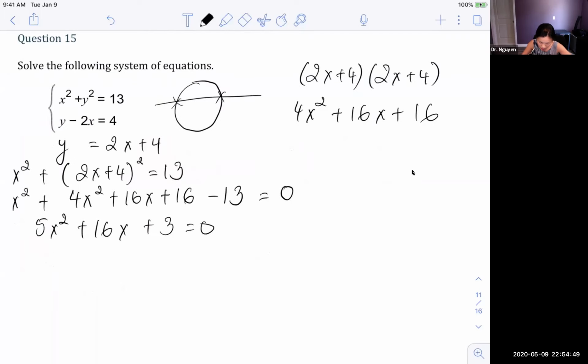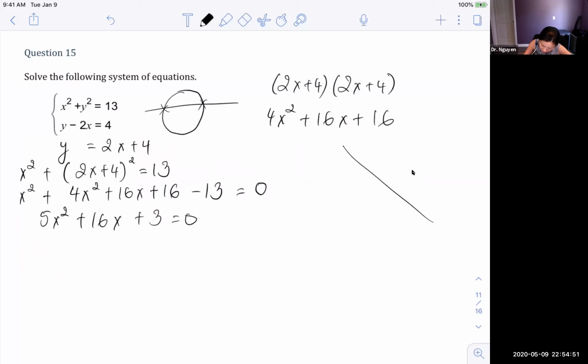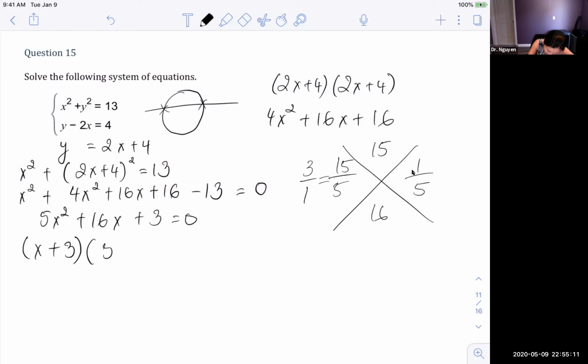Like I said, we have to factor. 15 and 16, so that's 15 and 1. I'm going to divide by 5 and reduce it, and I'm going to get 3 over 1 here. So the answer is (x plus 3)(5x plus 1) equals 0, and I can solve it. This one is x equals -3, and this one is x equals -1/5.